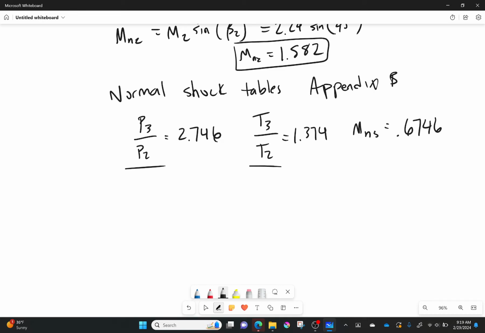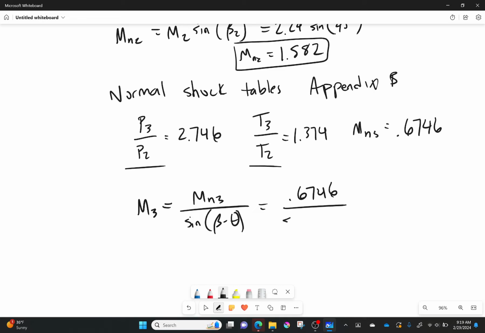So let's see here. First off, M3 is going to be equal to my normal Mach number 3 over sine of beta minus theta. Yep, beta minus theta. There we go. Looks good. And that's going to be equal to 0.6746 all over sine of 45 minus 18.2. And let me see what that plugs into when I play with my calculator.